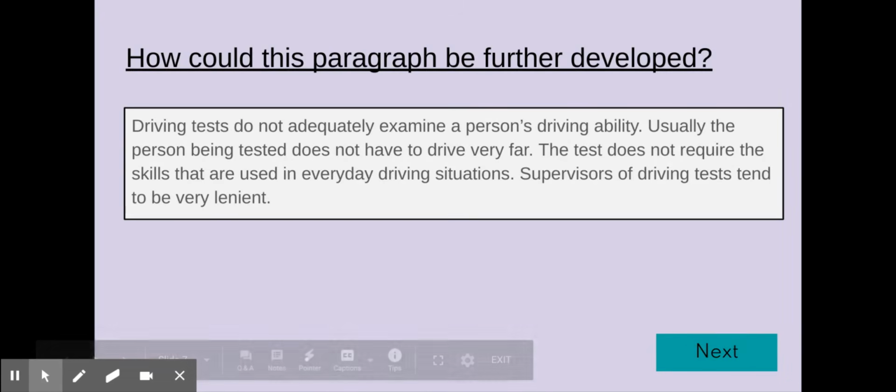So let's look at this paragraph and think about how it could be further developed. Driving tests do not adequately examine a person's driving ability. Usually the person being tested does not have to drive very far. The test does not require the skills that are used in everyday driving situations. Supervisors of driving tests tend to be very lenient. So basically, this little mini paragraph just gives a series of general statements, and it doesn't follow up with any specific examples, anecdotes, personal experiences, etc. So let's see how we could develop this paragraph further.